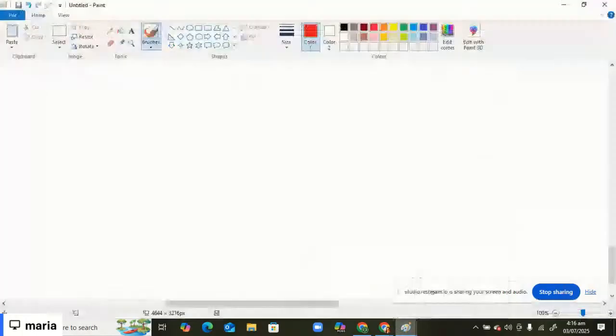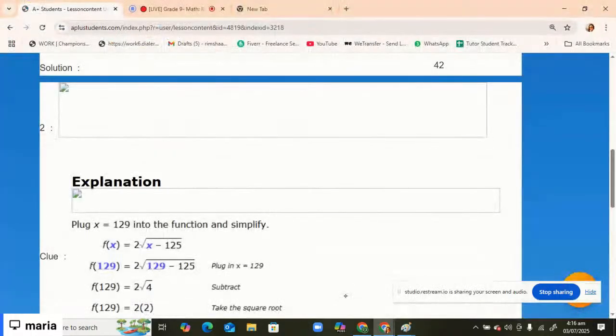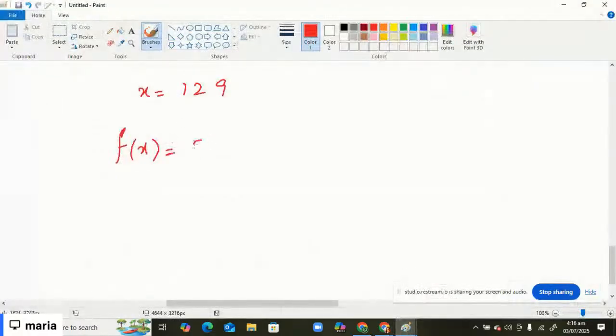x is equals to 129. f of x is equals to 2 into square root of x minus 125, 2 into square root of x minus 125, and here is the square root. Now the value of x is given. So what do we do? We are just putting it in. Solve this question in your notebook, everyone, and then tell me the answer.